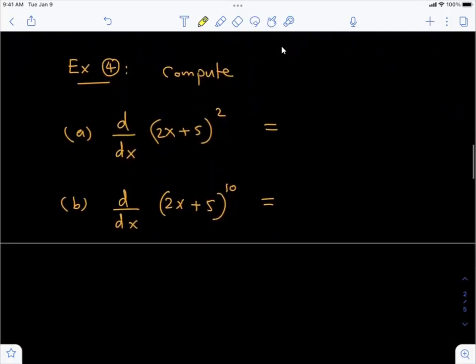Now, let's play with some easy example in this scenario. Look at this. I'm asking you to compute two different derivatives. If I ask you to compute this component, now there are two ways of doing this. You can just FOIL this first. When you FOIL it, you will end up getting just 4x squared plus 20x plus 25 after FOILing. And then what you're going to differentiate is just a polynomial. You can do that.